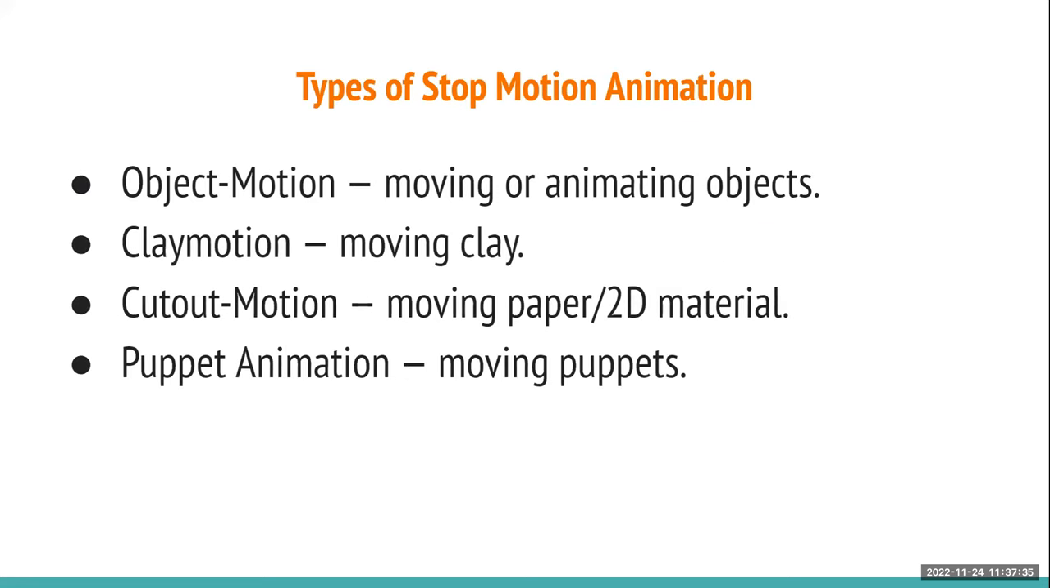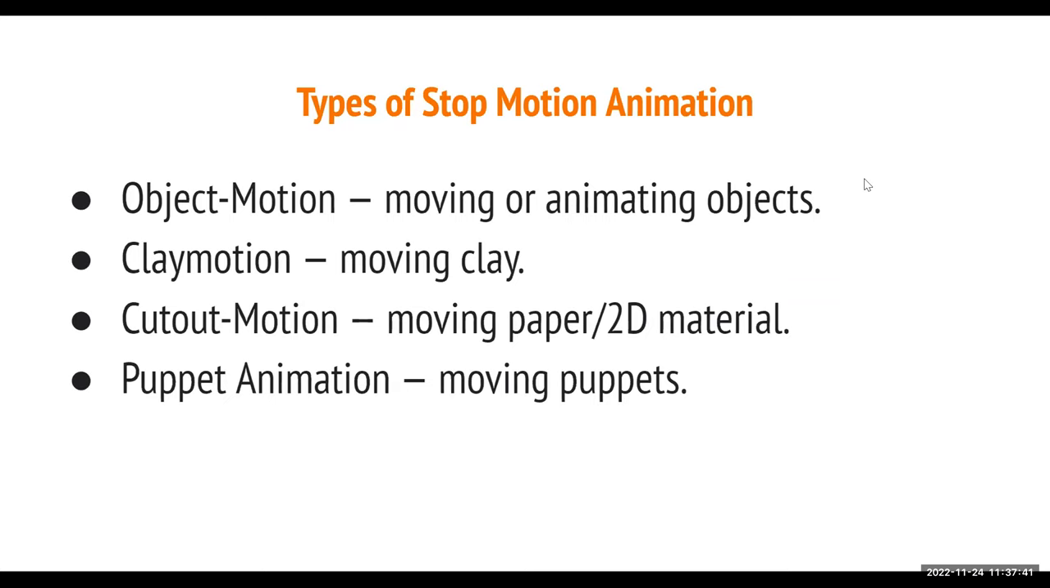So what are the different types of stop motion animation? Object motion: when we use any object to create an animation, that is object motion. Clay motion: when we use any clay material and create any puppet or object to create that animation, that is clay motion. Cutout motion: when we use paper cutouts and create animation by using papers, that is cutout motion. And puppet animation: when we use any toy or puppet to create animation, that is puppet animation.